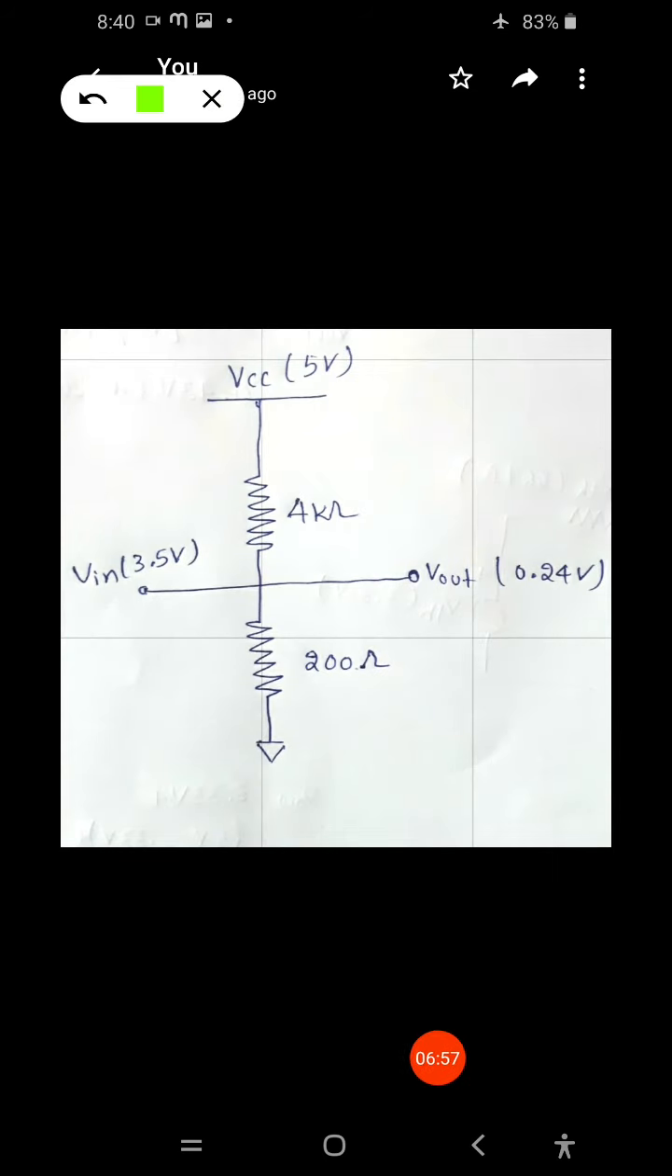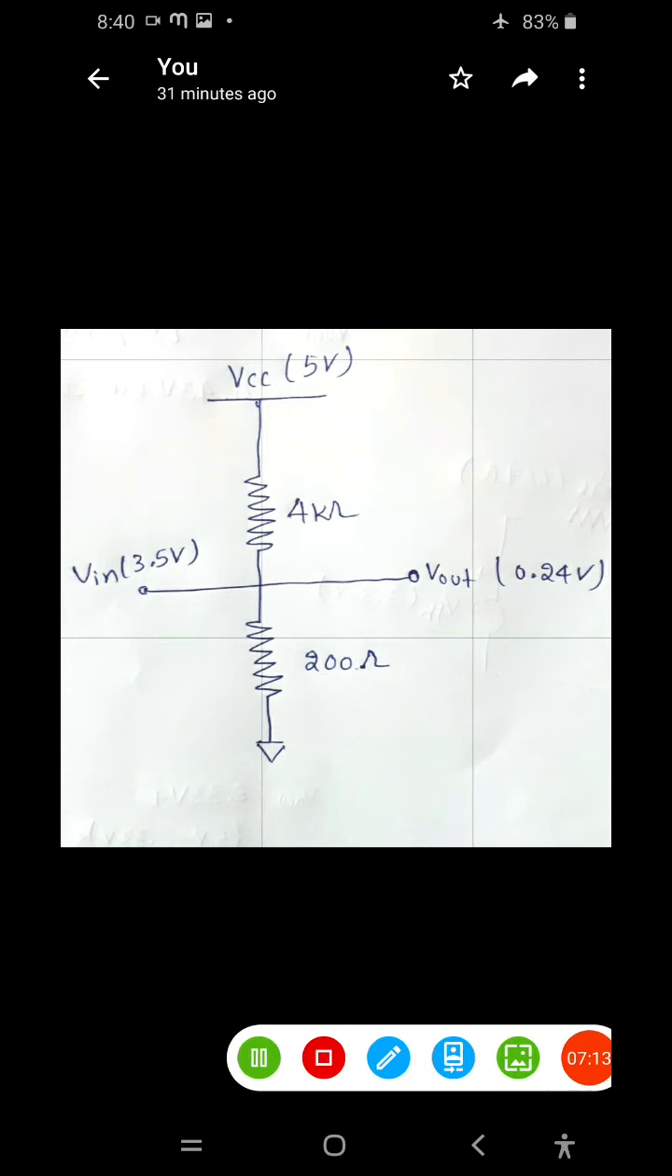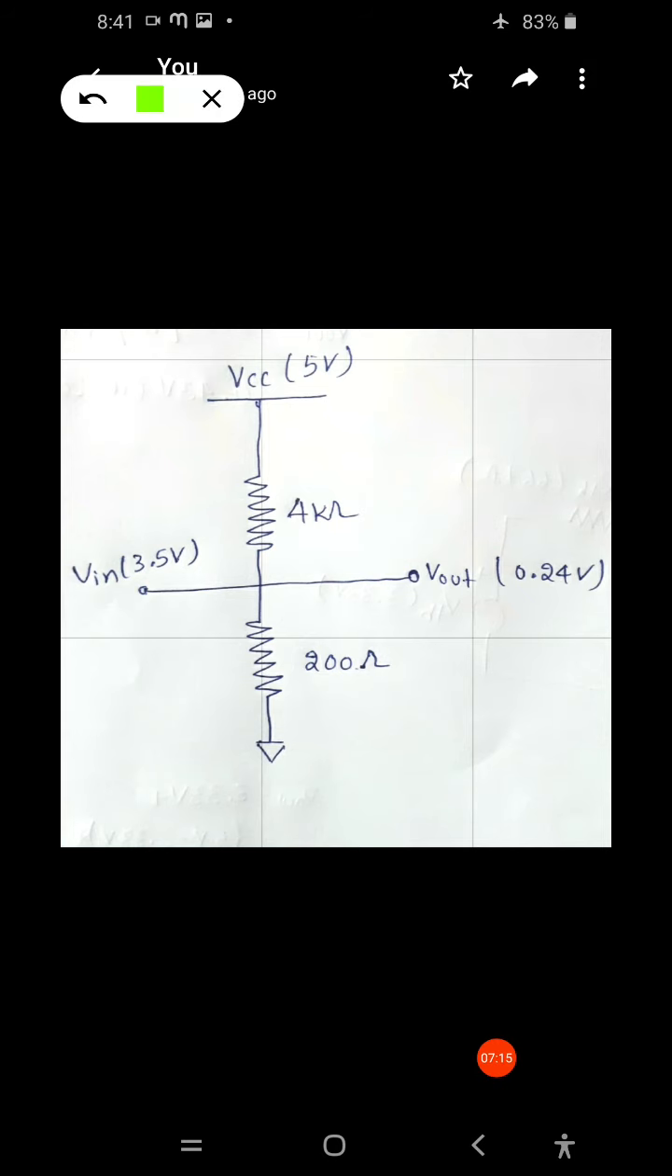Next, if you see this figure, whenever we apply a high value, that is 3.5 volts, we get the output as a low value. Actually, we should get 0 volts, but it is not 0 volts, it is 0.24 volts. So whenever we apply a high value, the output will not be 0 practically. It may vary to some value. Whenever we apply 0, the output will not be 5 volts; the value may vary, because of the resistive loads.